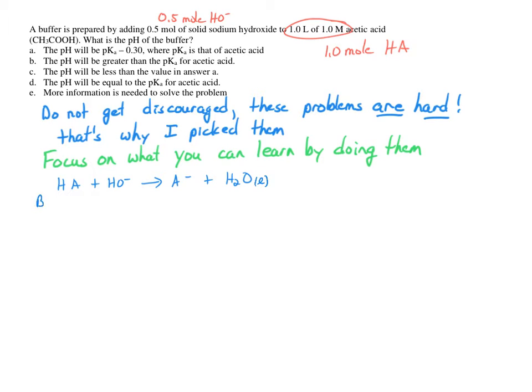We can construct a BCA table to help keep track of things. This is where we are before the reaction occurs. All of our base here is going to be consumed. It's essentially our limiting reagent. And we're going to lose that same amount of our weak acid. And we gain that amount of our conjugate base.